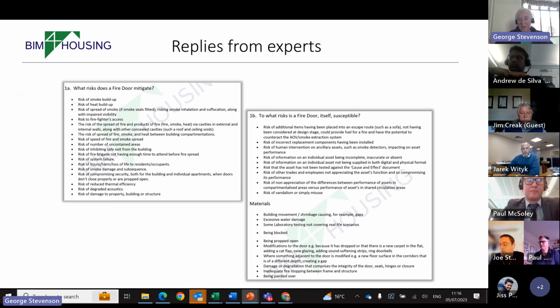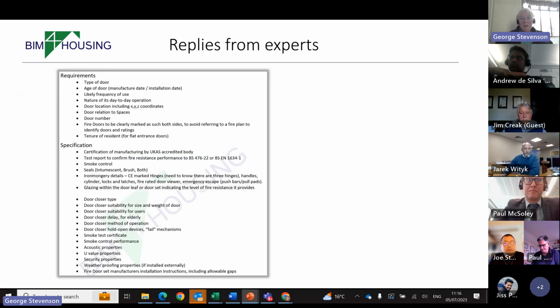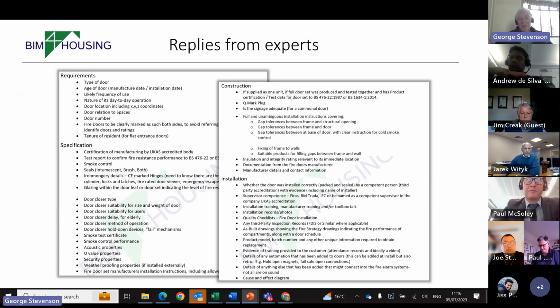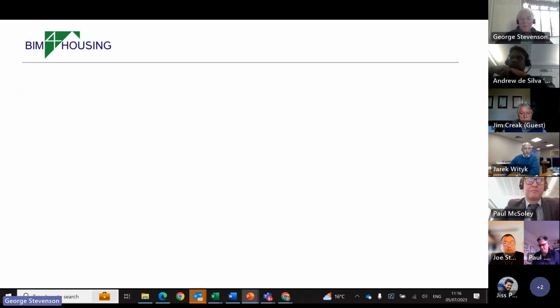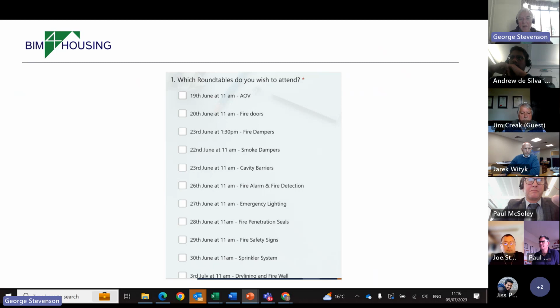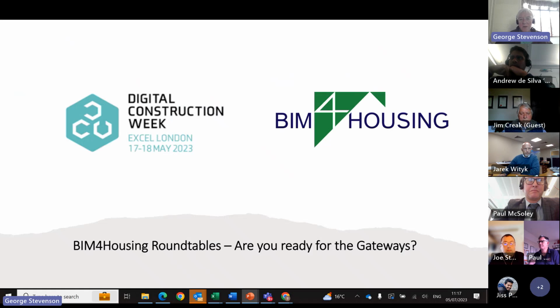What is the risk it mitigates? What do people do to the fire door to stop it from working? What information do we need for specification, construction, installation? And we've done that now for all of those different asset types.